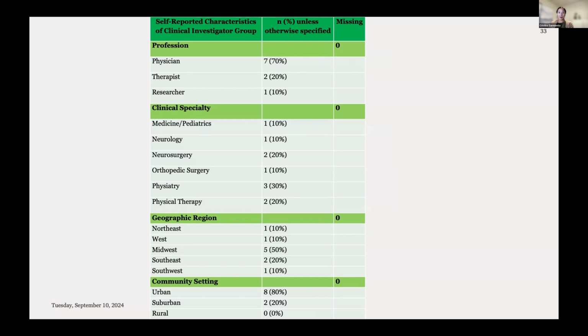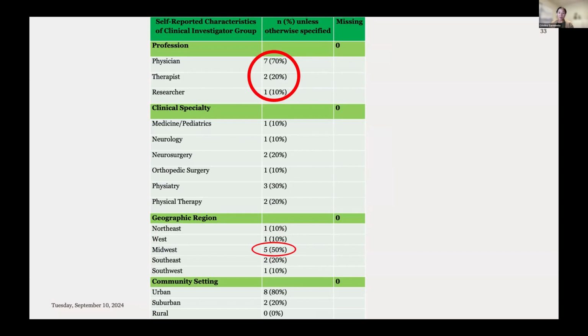This is our group of people who were clinical investigators that participated. Things that were important to us in this group were trying to get participants from a broad variety of professions, so not just physicians. We were able to include some therapists and one predominantly researcher as well. We had a pretty good spread of clinical specialties, so that was very reassuring to capture those different perspectives.